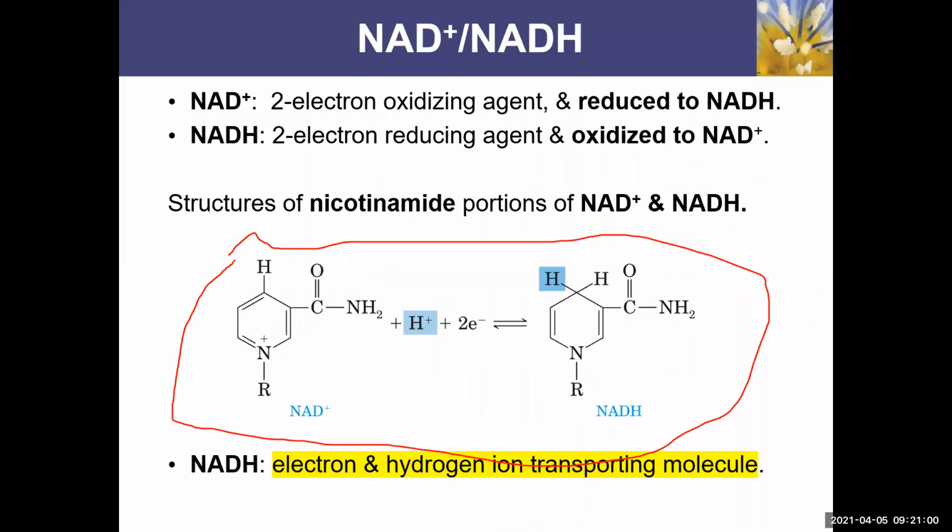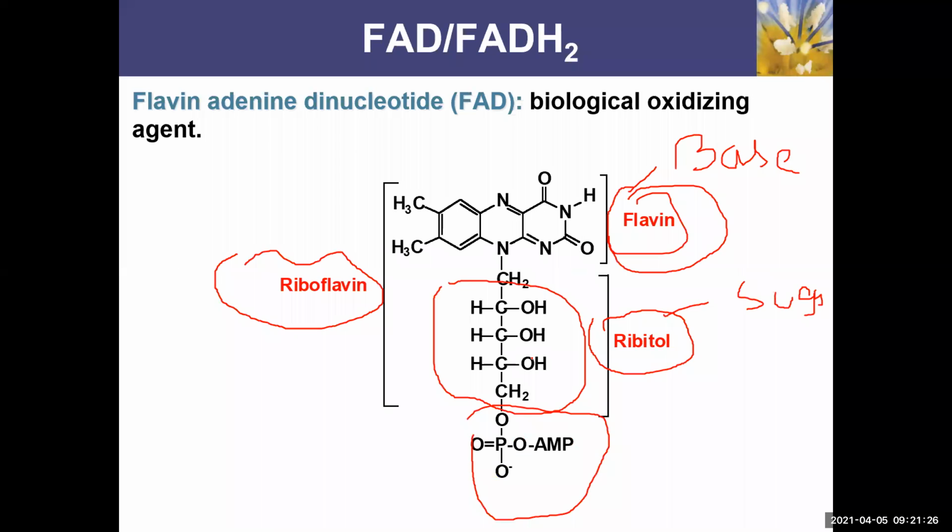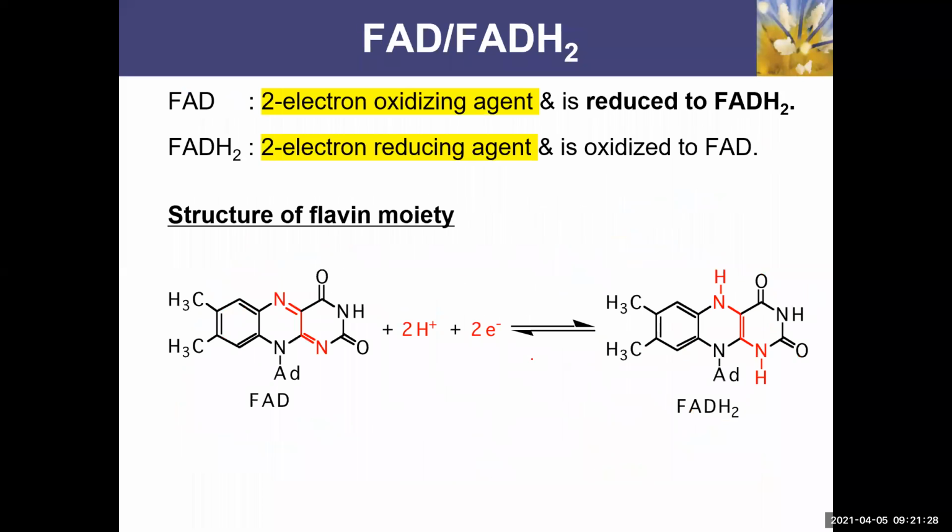NAD positive, if you remember, we said that it is an oxidizing agent, right? Once it gets reduced, it forms its corresponding reducing agent, NADH, which you will see once we discuss the various cycles, and you will see how this NAD positive is converted into NADH, right?